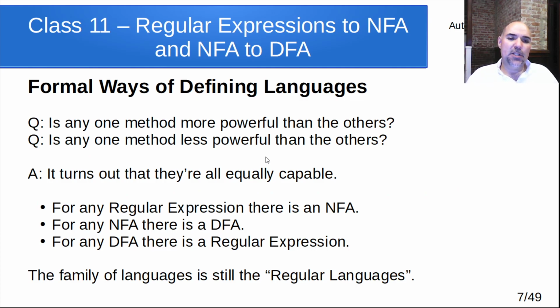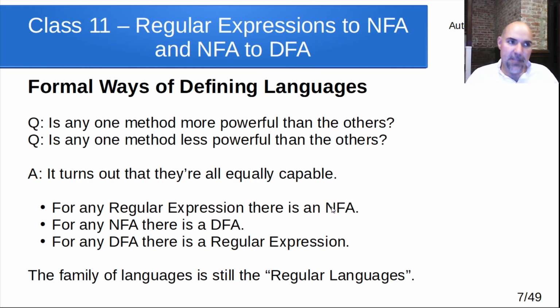So back to those questions. Is any method more powerful than the others? Is any method less powerful than the others? And the answer is, it turns out they're equally capable, which means that for any regular expression, we can make an NFA that defines the same language. For any NFA, we can make a DFA that defines the same language. For any DFA, we could write a regular expression that defines the same language. So they're all equally capable.